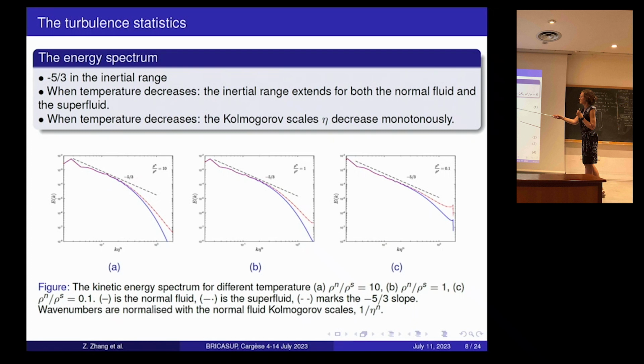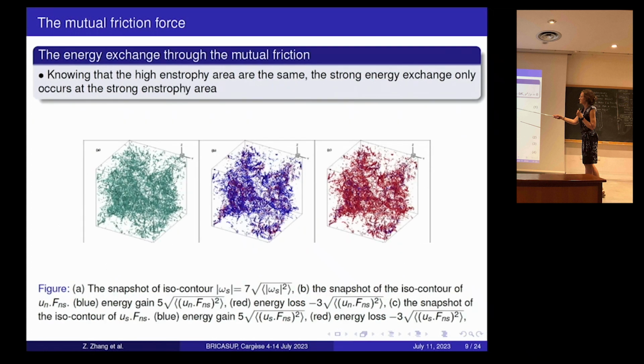A few words on the energy spectrum for different cases. So a lot of normal fluid, equal parts, and a lot of superfluid. We see that the minus 5/3 is more developed for the superfluid, with all the discussion that we have put in the paper in association with the Reynolds number that can be computed for these temperatures. The inertial range extends for both the normal fluid and the superfluid, and when the temperature decreases, the Kolmogorov scale will decrease in a monotonic way, at least for our simulations.